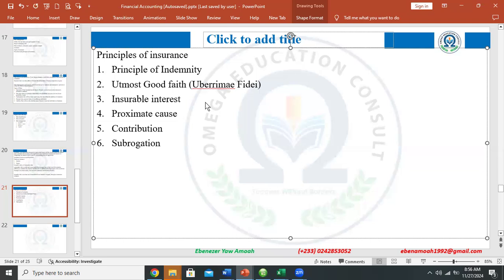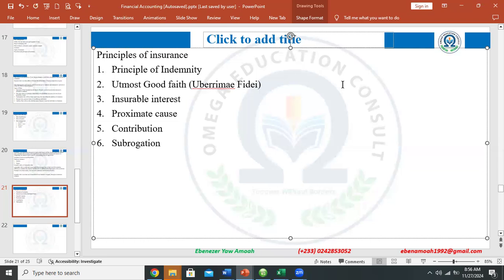So, for example, if I have a car, a Toyota Corolla, and I insure it against motor accidents, and indeed, it gets involved in an accident, but it's only the windscreen that got spoiled. The principle of indemnity says that the insurance company should only ensure that the windscreen is fixed. They cannot buy me a new car.